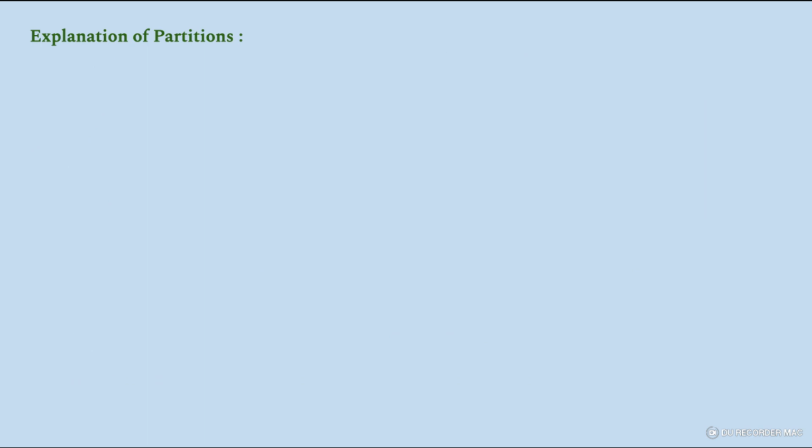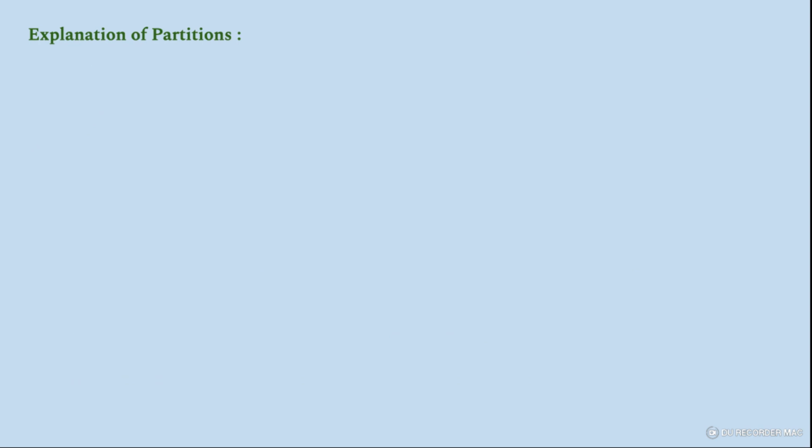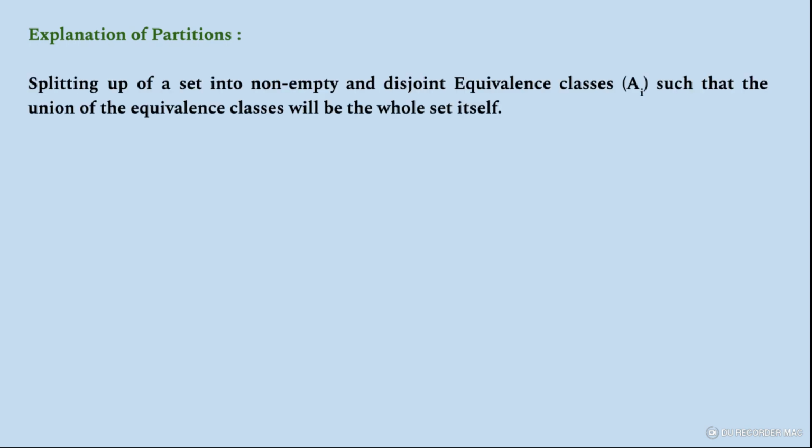Moving on. Now we are coming across a new term, that is partitions. So what is meant by a partition? Partitions are nothing but the splitting up of a set into non-empty and disjoint equivalence classes, denoted by Ai, where the union of these equivalence classes will be the whole set itself. So a partition is nothing but dividing, that is splitting up. You are splitting up a whole set into non-empty and disjoint equivalence classes Ai such that the union of all those classes will be the whole set, that is A itself.